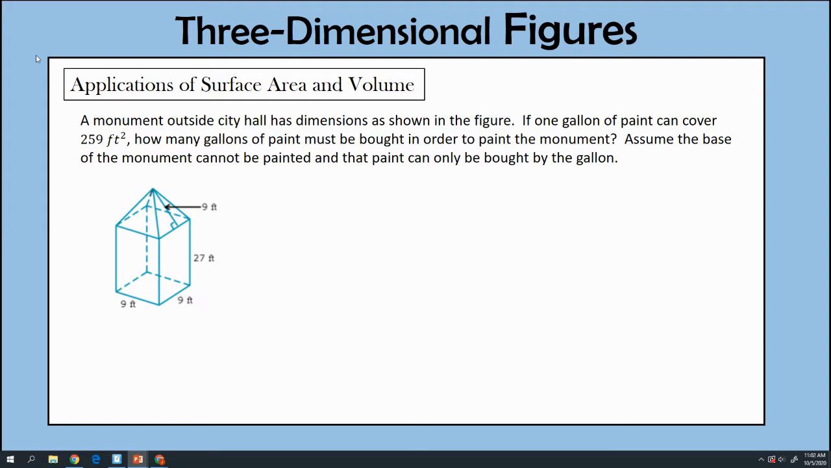All right, so this says a monument outside of City Hall has the dimensions shown. If 1 gallon of paint can cover 259 square feet, how many gallons of paint must be bought in order to paint this monument? Assume the base of the monument cannot be painted, and that paint can only be bought by the gallon. Okay, so what we really have here is a rectangular prism with a pyramid set on top.